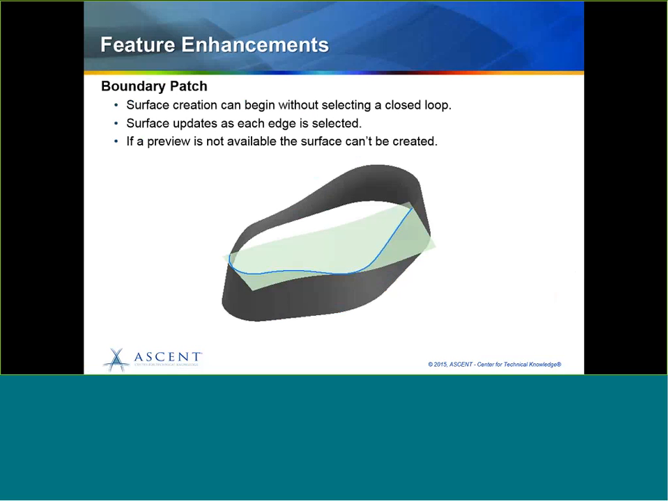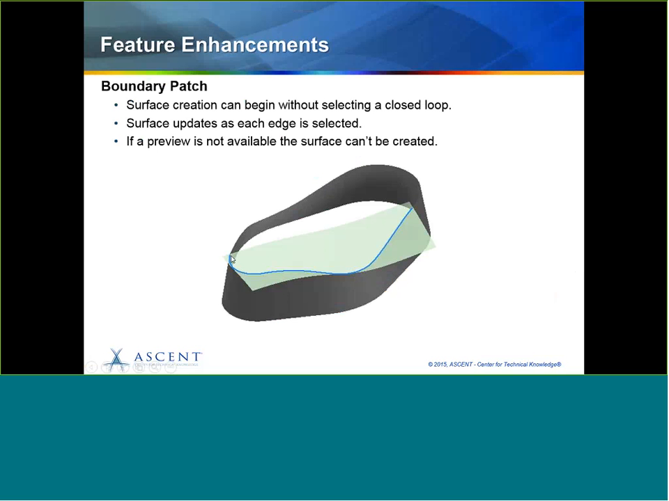The next feature dealing with surfacing is the boundary patch functionality, and I am really liking this one. Previously, if you wanted to create a boundary patch, you would have to select a closed loop, and then the patch would be created. Now, in 2016, as you select each edge in a selection set, the surface gets generated.